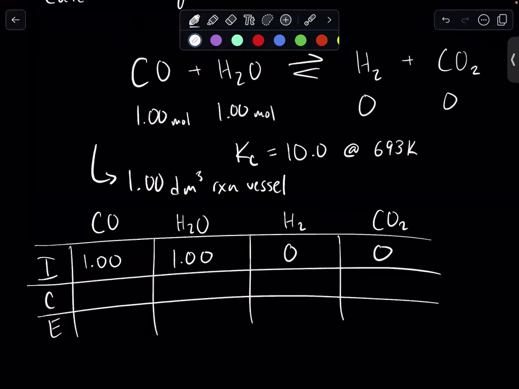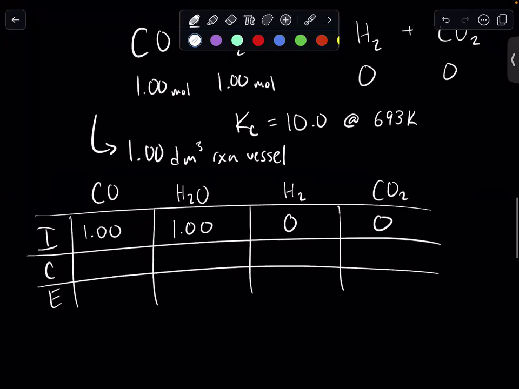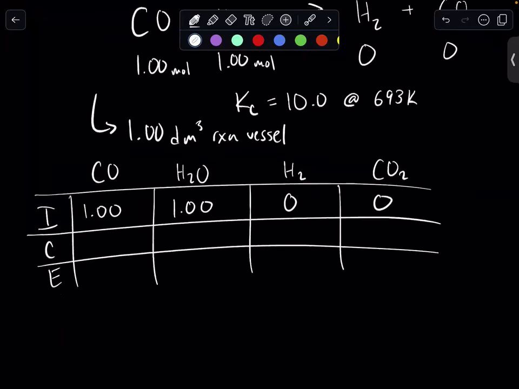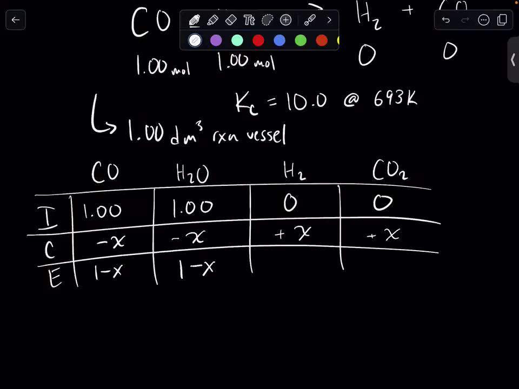Now, this becomes a little more difficult. We do not know what the equilibrium amount is, and we don't know what the change is. So in this case, we use variables. We'll say we lose X. If we lose X carbon monoxide, we'll also lose X water because they're in a 1-to-1 ratio. We will gain X hydrogen and we will gain X CO2, again, because it's all 1-to-1 ratio. So we have 1 minus X, and I'm going to drop significant figures for the moment. 1 minus X, X, and X.